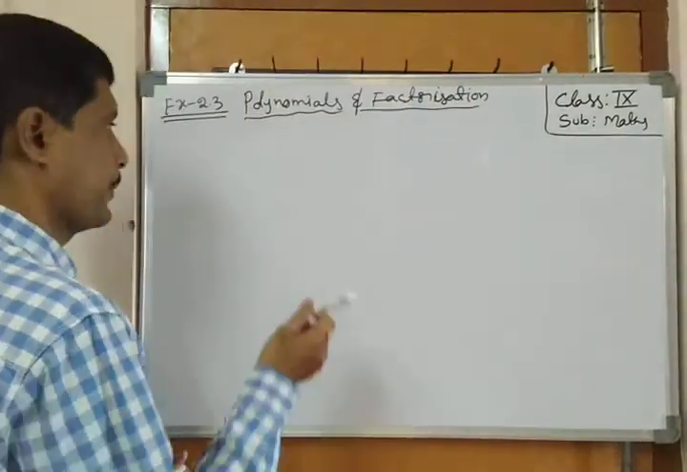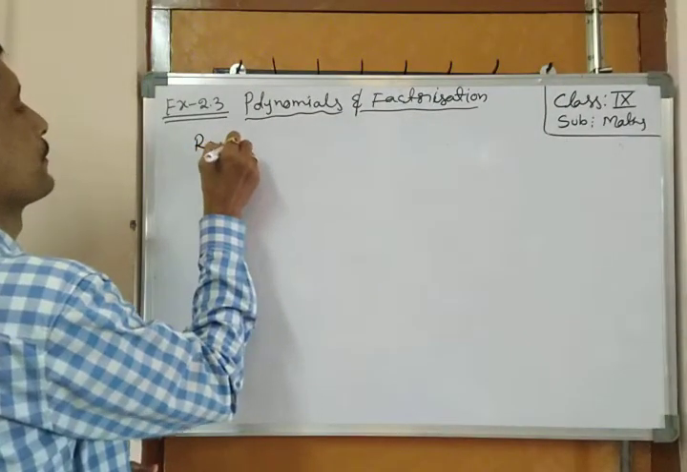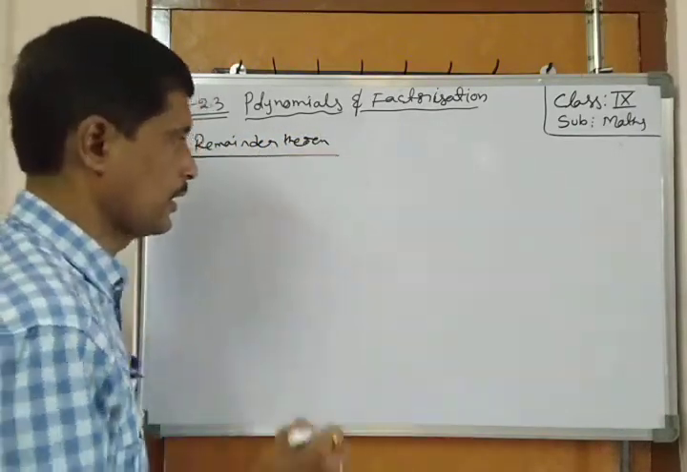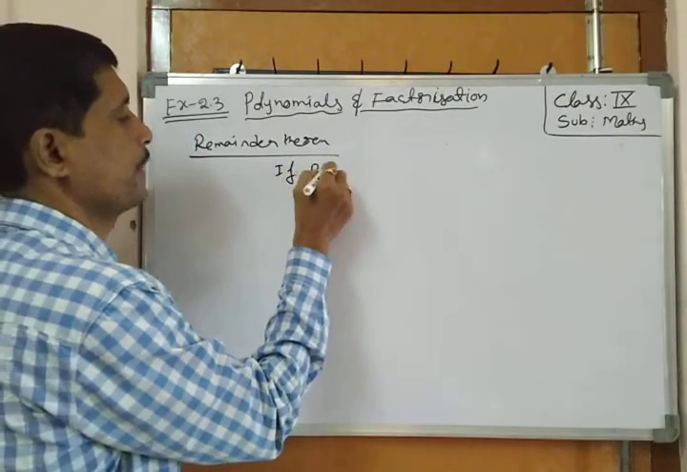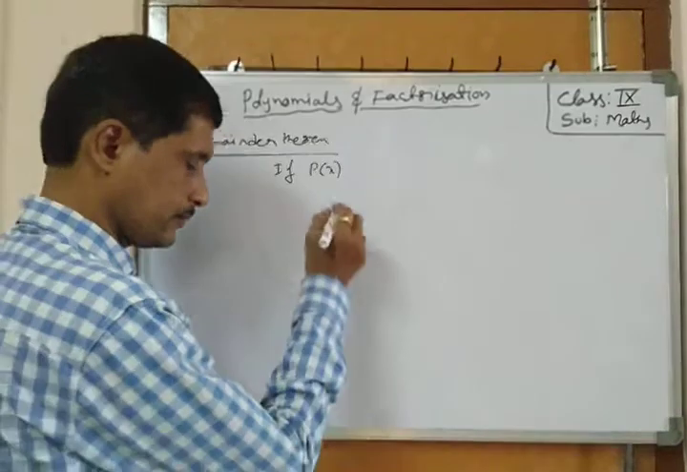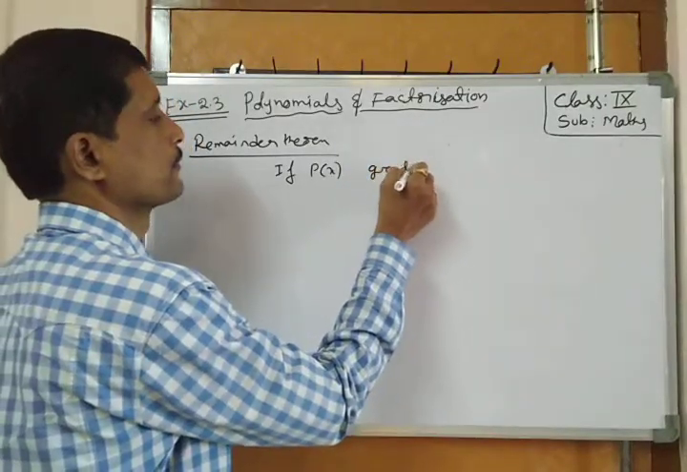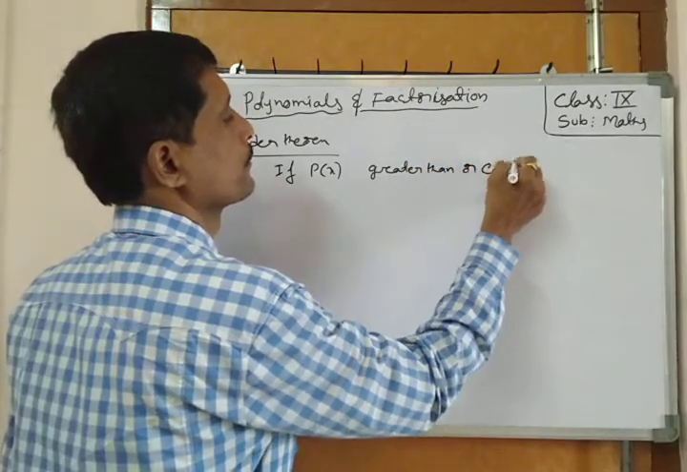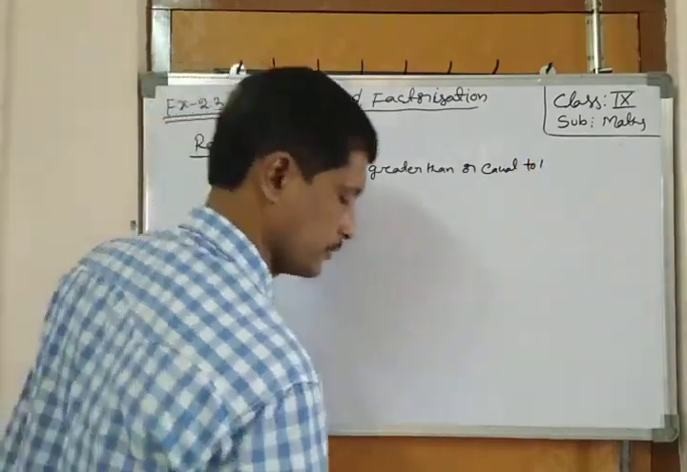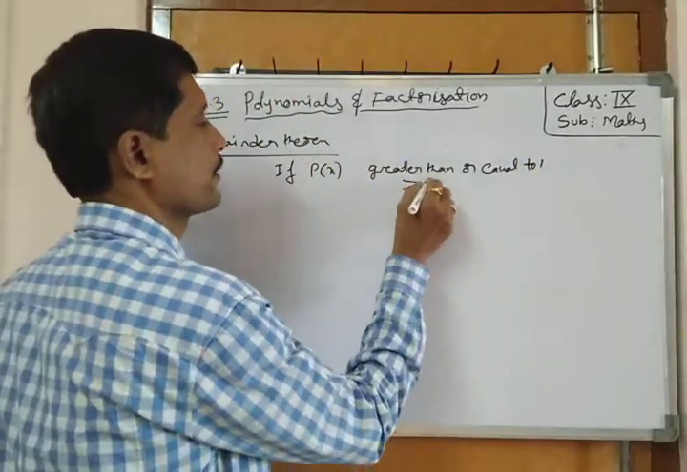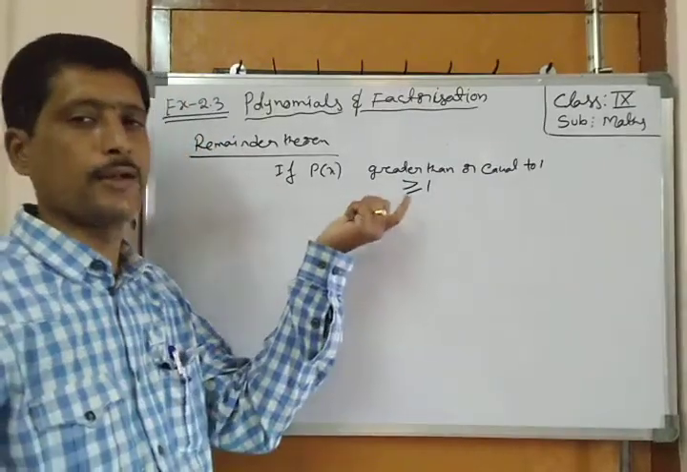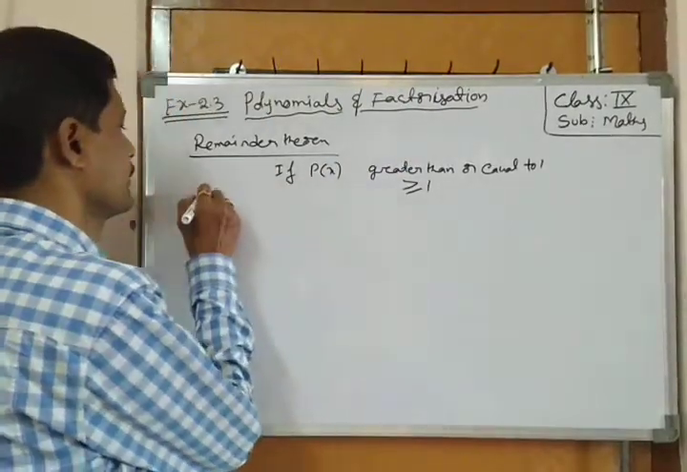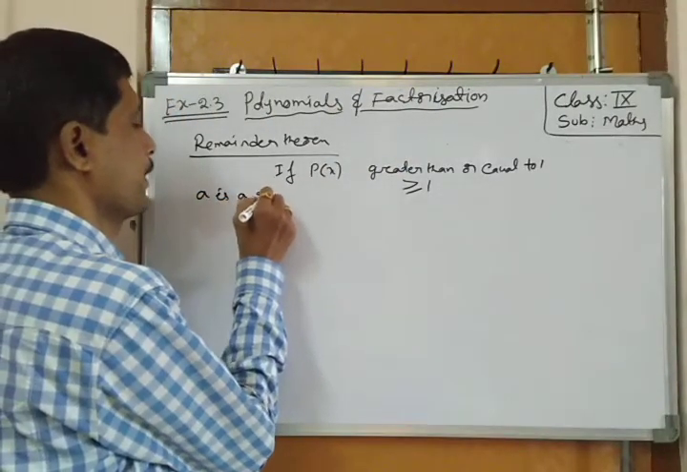Remainder theorem, this is a very important statement. Remainder theorem: if p of x is a polynomial of degree greater than or equal to 1, that is 1 or greater than 1, that is 2 also. Therefore, a is a real number.